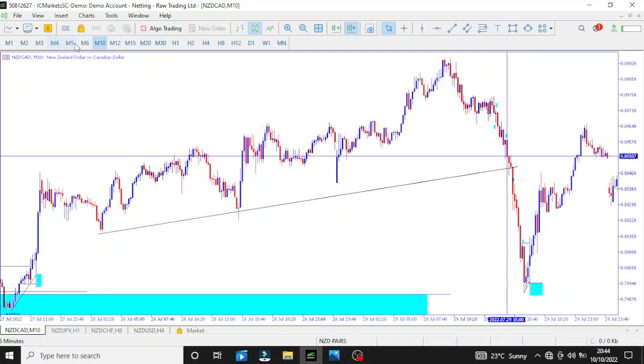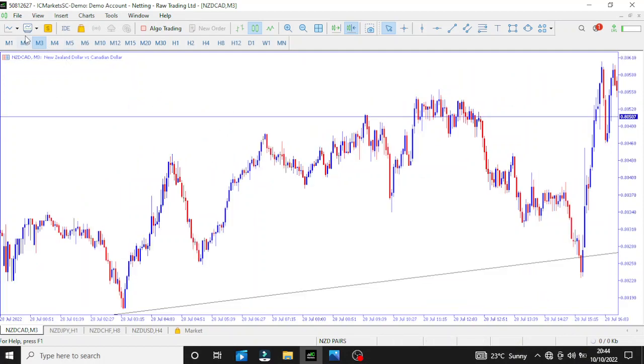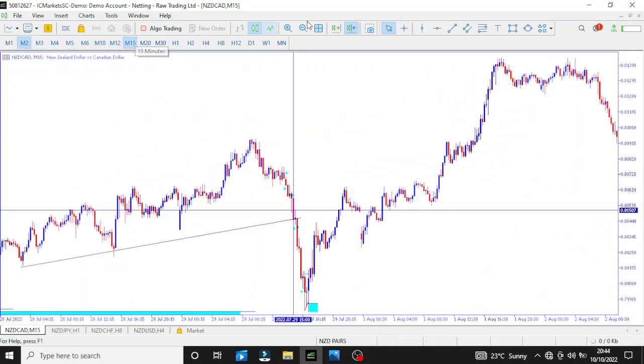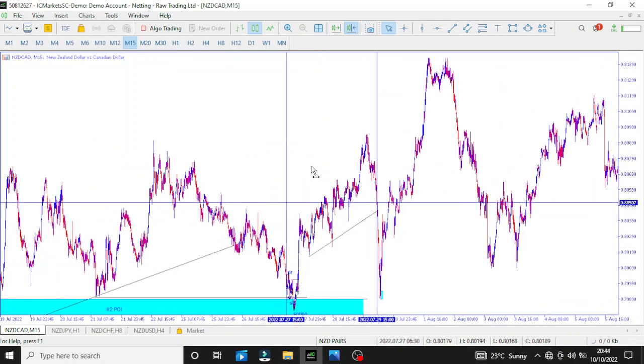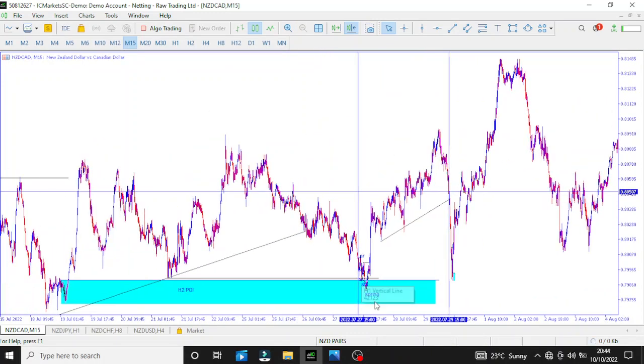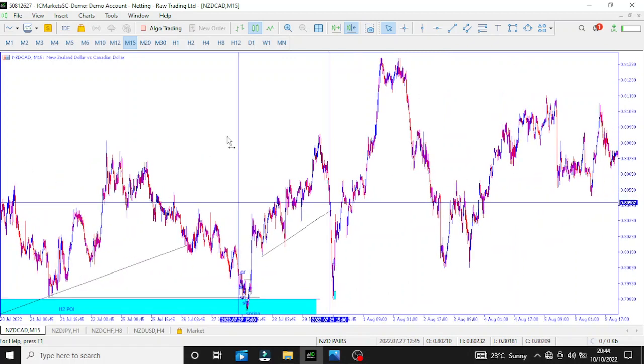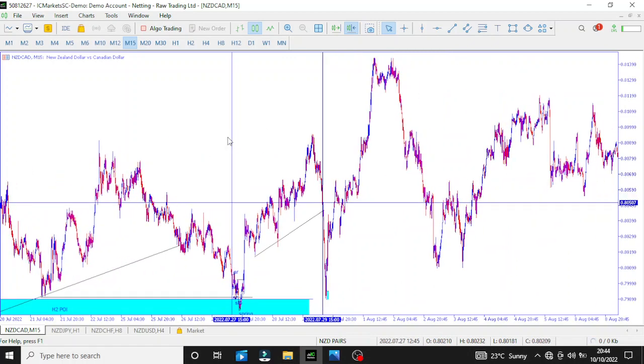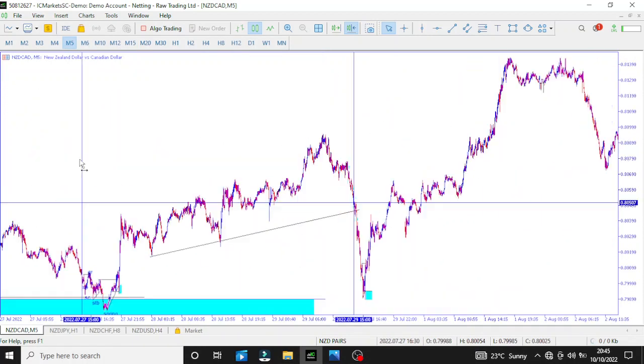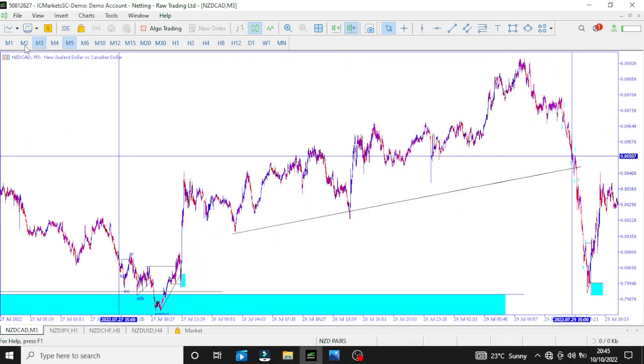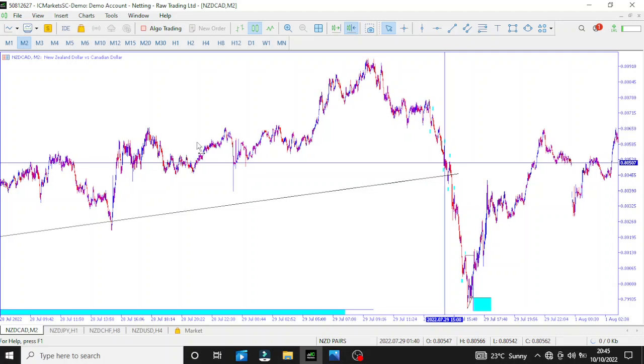And it went on to mitigate this inducement. This demand zone is very powerful because it took this low. That's why the price went back and mitigated this demand zone before it went on the upside. So let's take a close look.